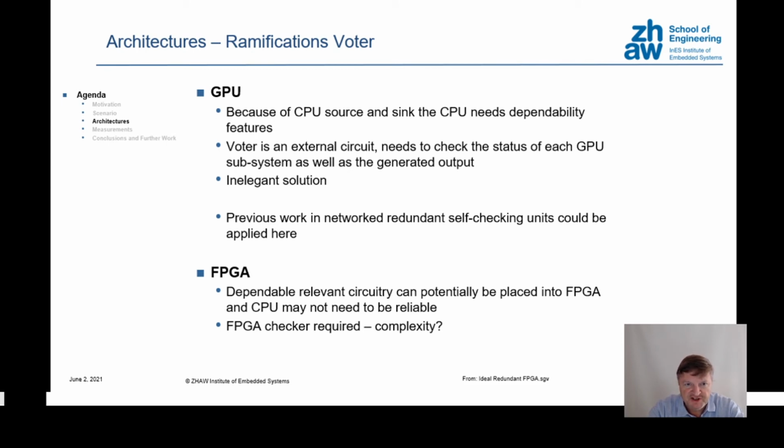The ramifications for the voter in this case are we need dependability features in the CPU. The voter as an external circuit will need to check the status of each GPU subsystem as well as the generated output, which we believe makes for a somewhat inelegant solution. Certainly complex and complex to certify. We have done some work in networked redundant self-checking units, and we believe that could be also applied here. Again, in an FPGA, the relevant circuitry can potentially be placed into an FPGA. The CPU may not need to be reliable. We do, however, need a checker for the FPGA, and the complexity of this checker has to be researched.